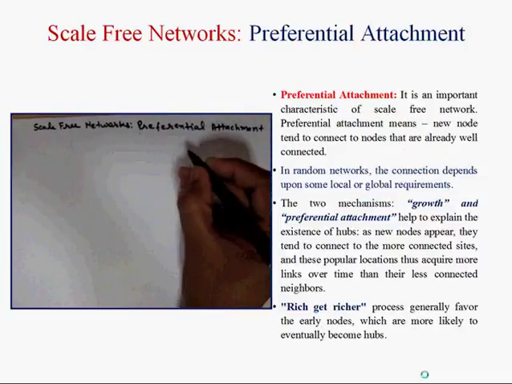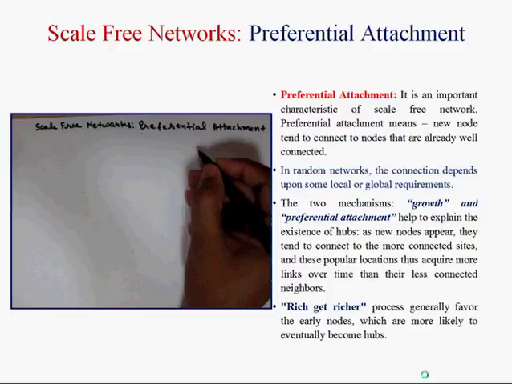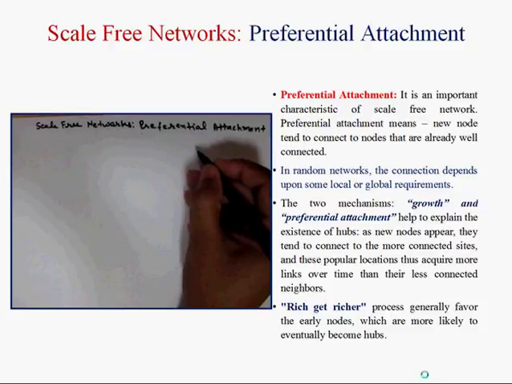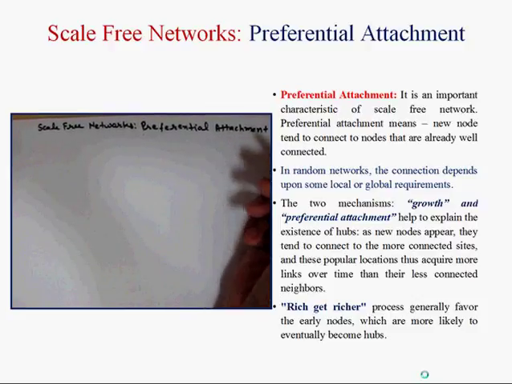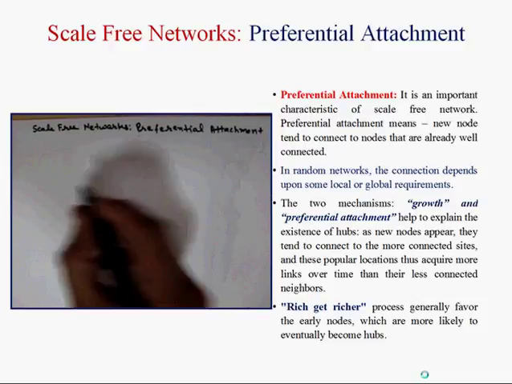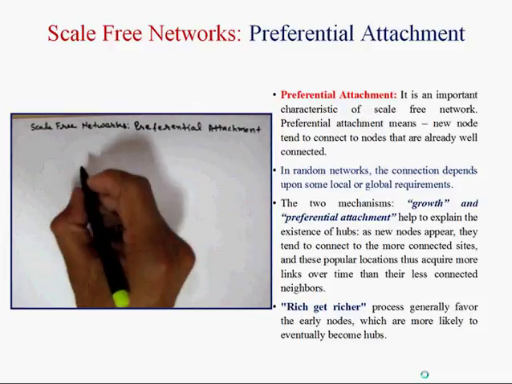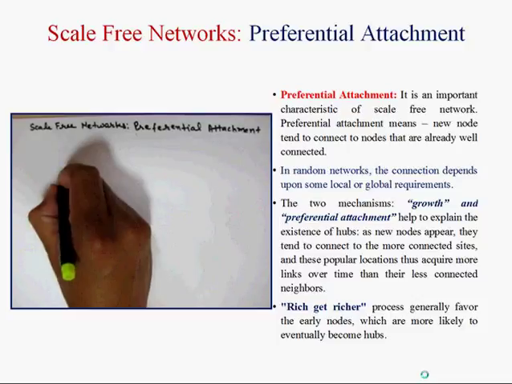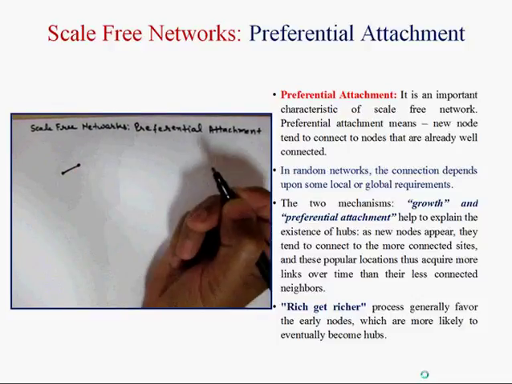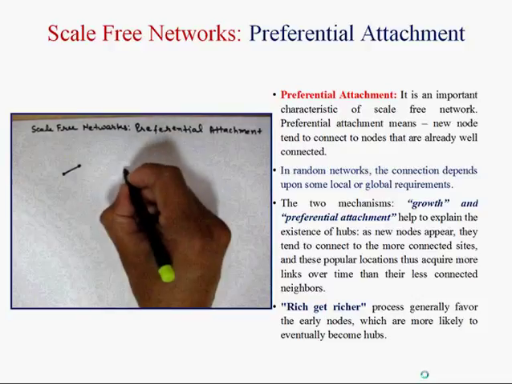Scale-free networks, preferential attachments. It is an important characteristic of scale-free networks. Preferential attachment means a new node tends to connect to nodes that are already well connected. This will be clear from this example. Suppose we start with a node and connect with a new node. Then at second stage, now I will add a new node.